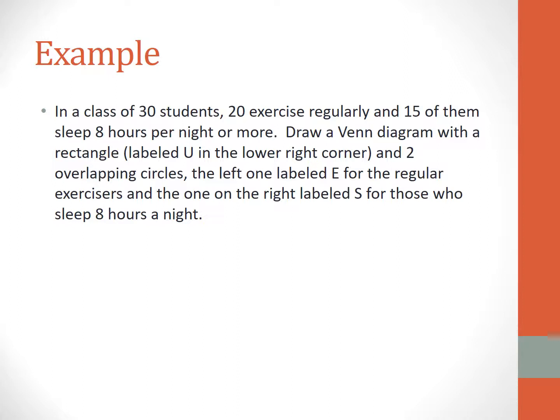So let's take a look at an example. I have a class of 30 students and I ask them 2 questions. Do you exercise regularly? And do you get a lot of sleep, 8 hours or more a night? So we'll draw a Venn diagram to illustrate this. A circle on the left, we'll label E for those regular exercisers, and the one on the right, we'll label S for the ones who sleep 8 hours a night. Those 2 circles should intersect. Make sure that happens and label your universe.